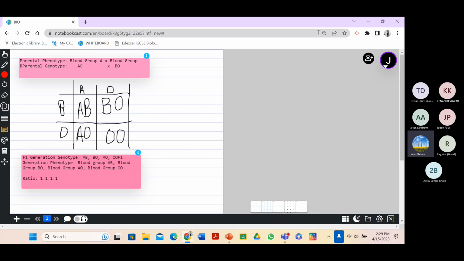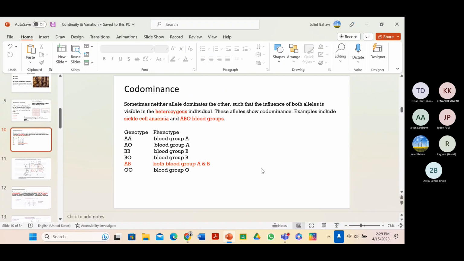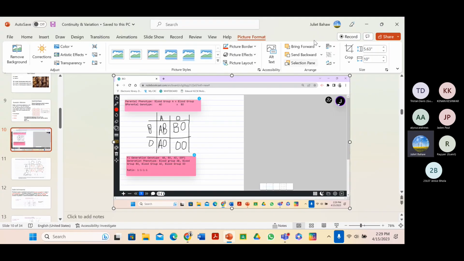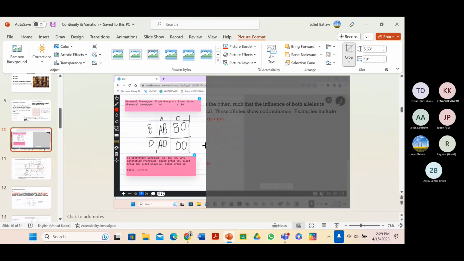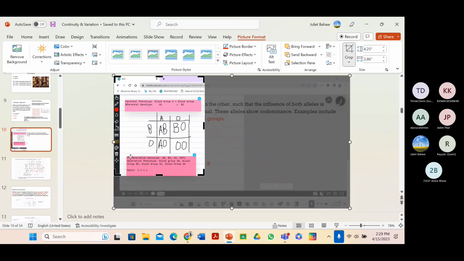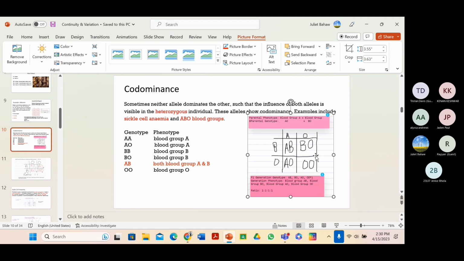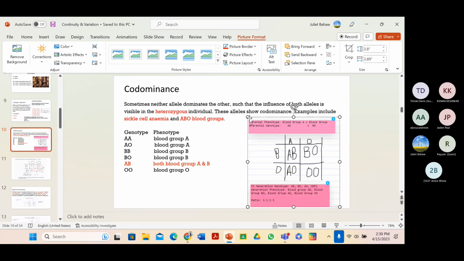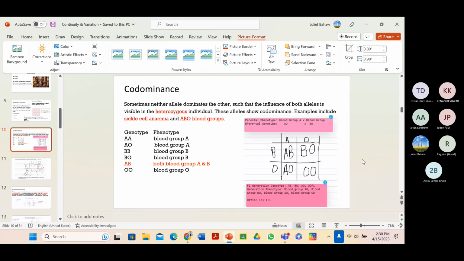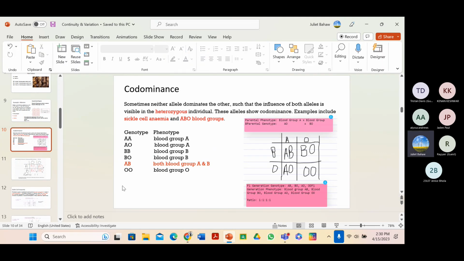Right, I want to post this on my slide. Let me take a little screenshot there. Bring it across. Right, so this is just an example. Now let's look at another one.